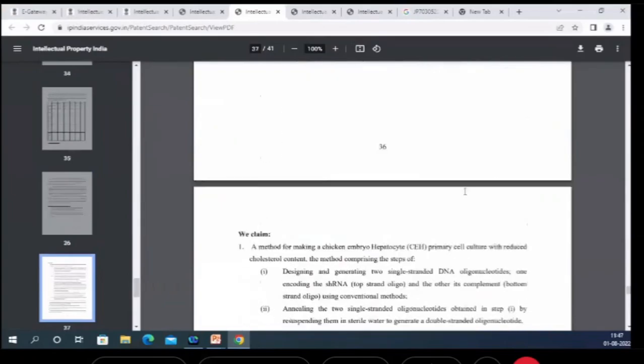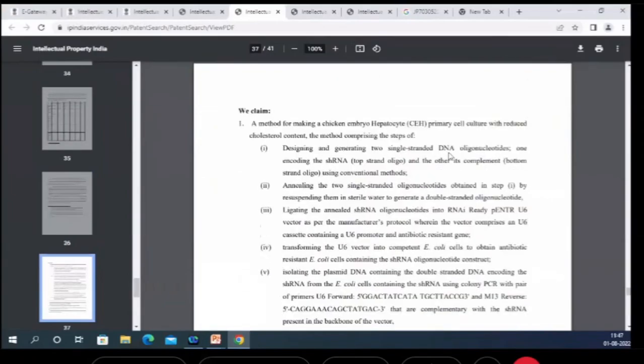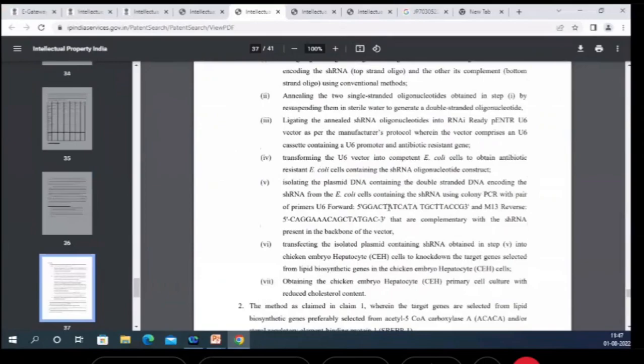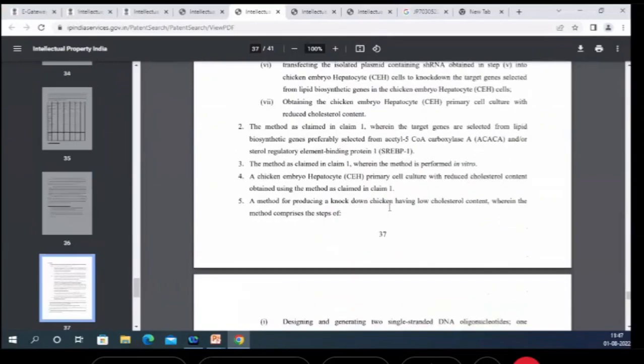So this is the claims. We claim a method for making a chicken embryo hepatocyte CH primary cell culture with reduced cholesterol content, the method comprising the steps of. So this is the steps how you can reduce the cholesterol content of a chicken embryo. So this is how we can claim, and this is how all about the patent specification is.